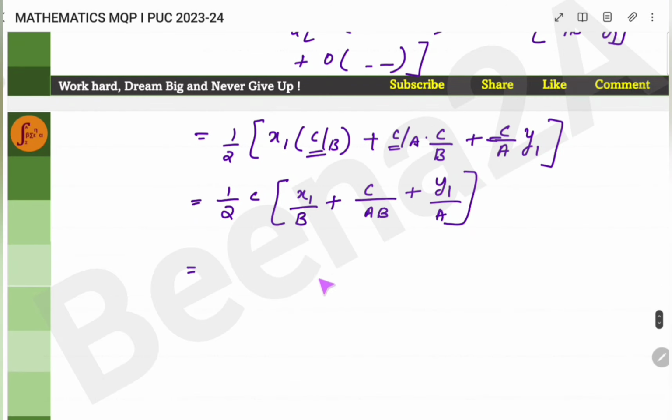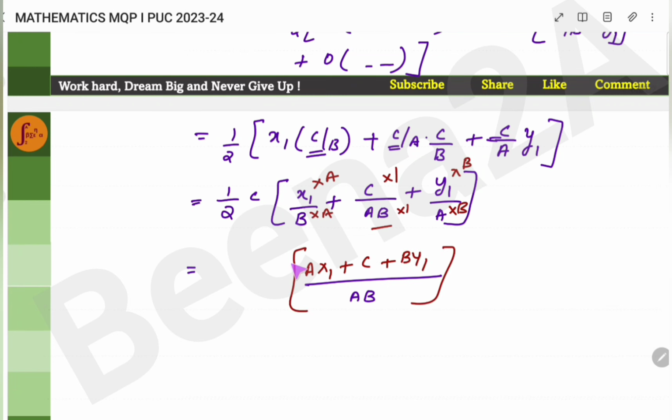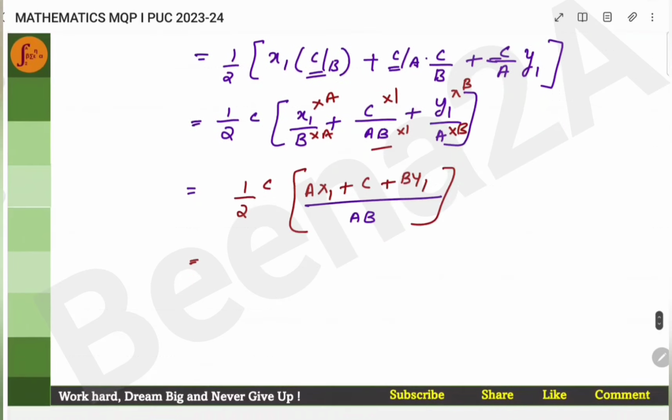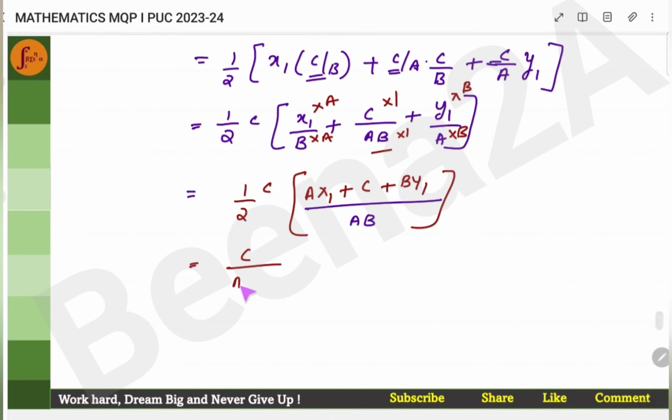Now we can take LCM. LCM would be AB. This will go A times, only then you'll get LCM as AB. So multiplied by A. So A x1. This will go once. So it will be plus C. This will go B times. So multiply here. So we'll get B y1 by 1 by 2 C. Now we'll just rearrange this. We'll say this is C by 2 AB, and ax1 plus by1 plus c.